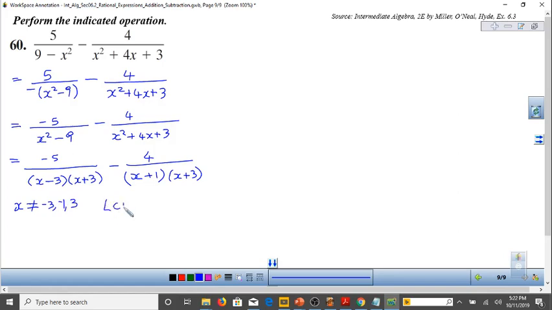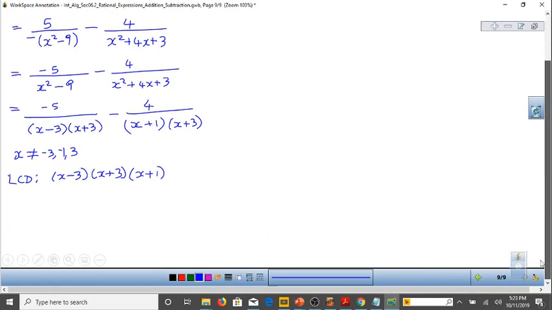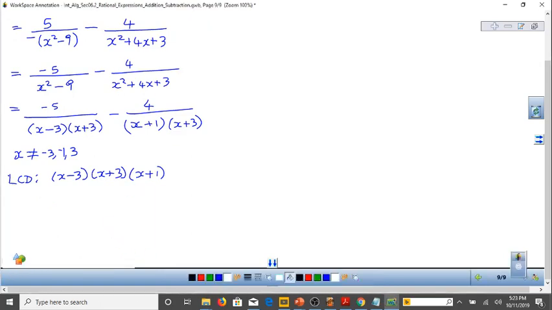And our least common multiple of our denominators, let's write it underneath. The least common multiple of our denominators, or LCD, is x minus 3 times x plus 3 from the first denominator. And then x plus 1 wasn't in the original, so I'll multiply that in. There was already an x plus 3, so we're covered. Now what we're going to do is multiply both fractions by an appropriate expression that will allow us to have a common denominator.